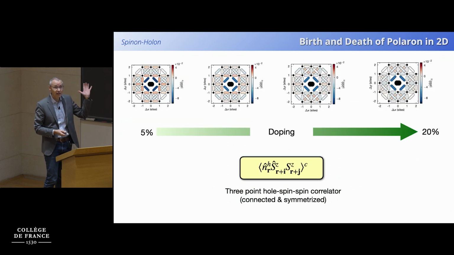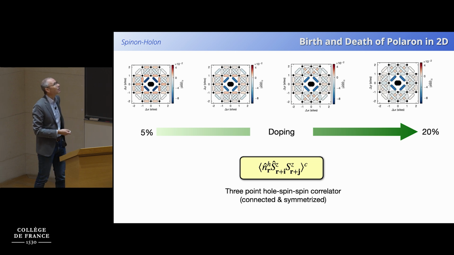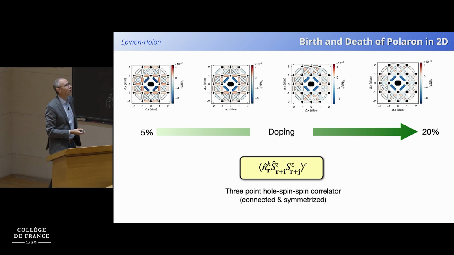So now, of course, we can readily, continuously tune the doping in the system and see how this polaron is actually destroyed. If we look at the spin-spin correlations, we see that these vanish at a doping of around 20%. We basically just get a free dopant with no polaronic spin correlation surrounding this impurity anymore.